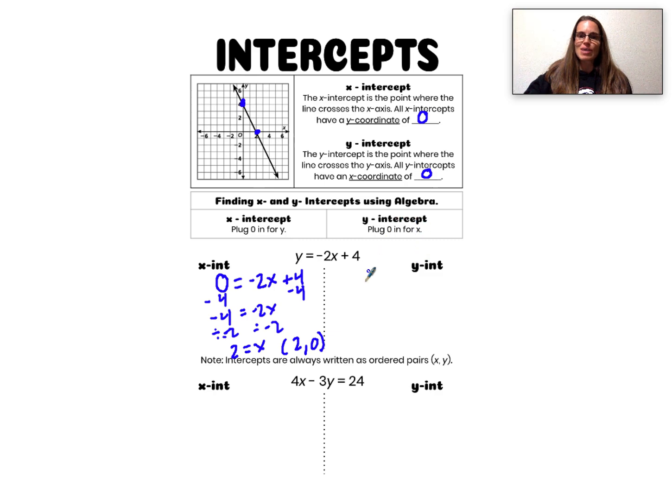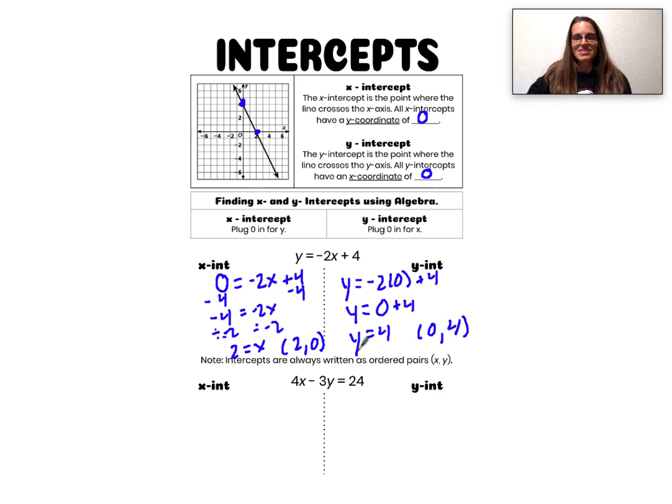To find the y-intercept, plugging in 0 for x is so wonderful. I'm going to plug in 0 for x and find y. What is negative 2 times 0? Negative 2 times 0 is just 0, and that is why this constant gives us the y-intercept, because the x term disappears when x equals 0. My y-intercept has a y-coordinate of 4. The y-intercept, though, is this ordered pair, (0, 4).